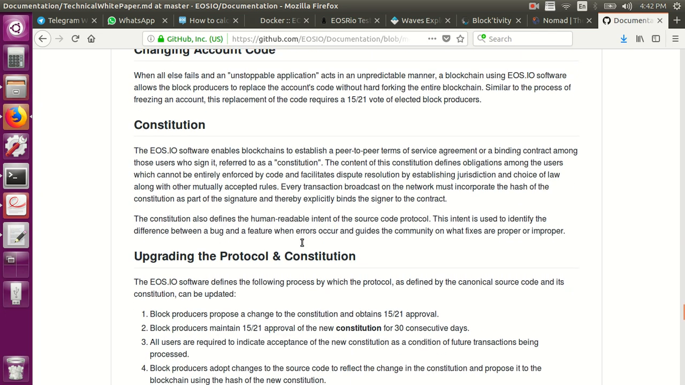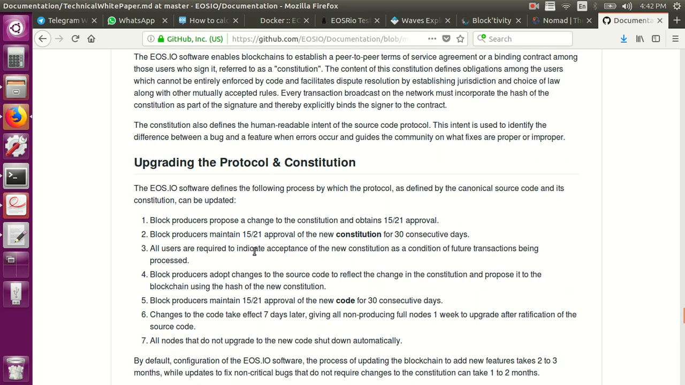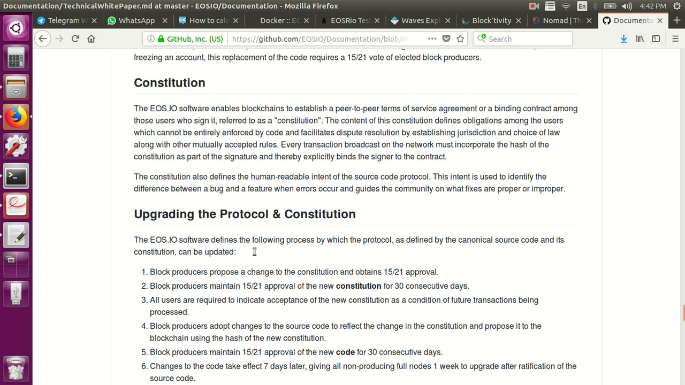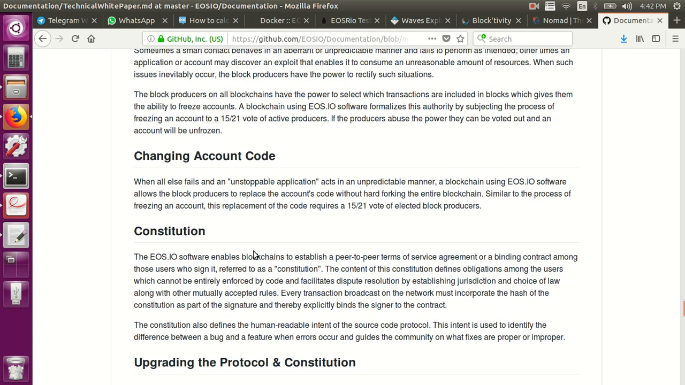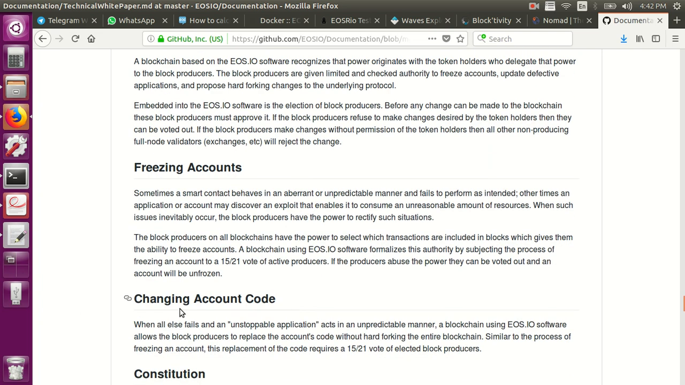They go through all of that, how to upgrade the protocol. All these voting steps have to happen. So it's not to be taken lightly, but there's an actual process in place to do that. And I think one of the most interesting aspects of EOS is to see how this actually works. If something bad were to happen or does happen on the chain, it'll be interesting to see how upgrading this protocol and this constitution actually works.